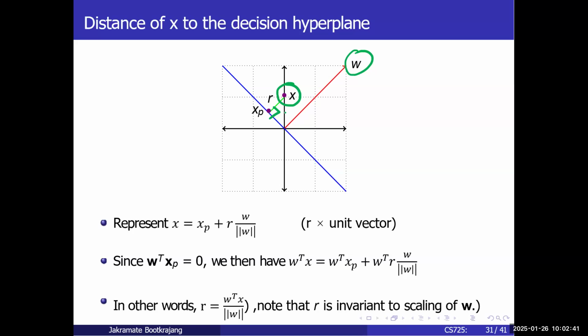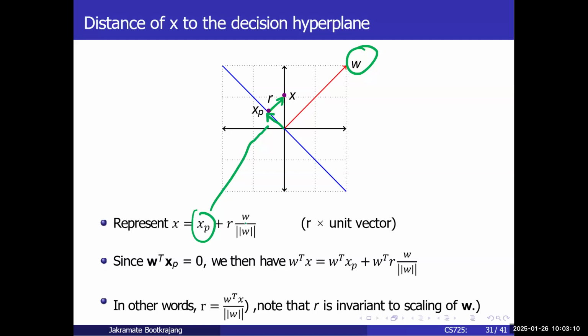So basically, you can represent X in terms of the sum of 2 vectors, right? So you have XP. XP is this vector, right? And then you have another vector here. And this vector is actually parallel to your W.